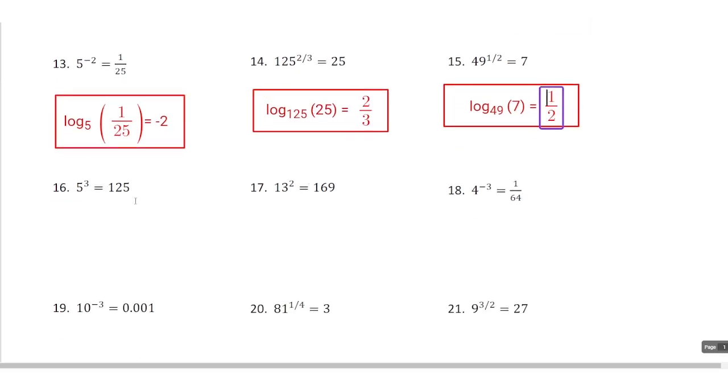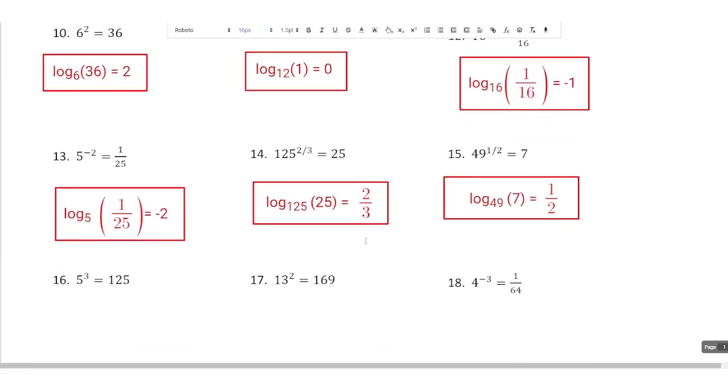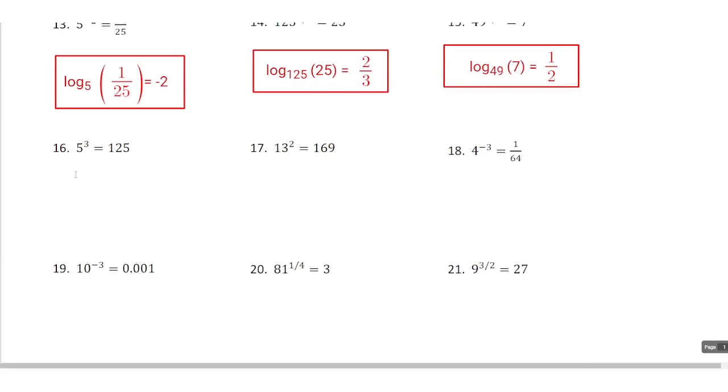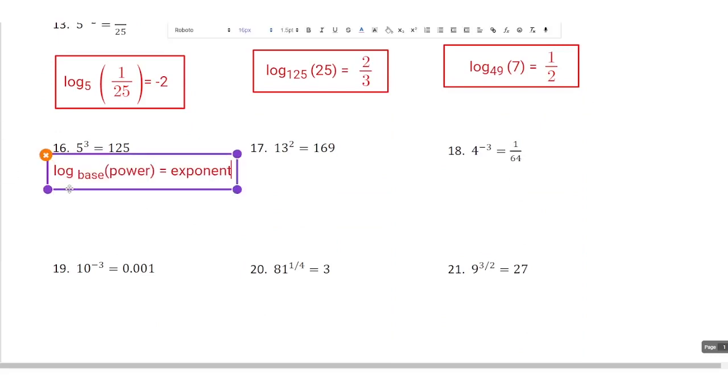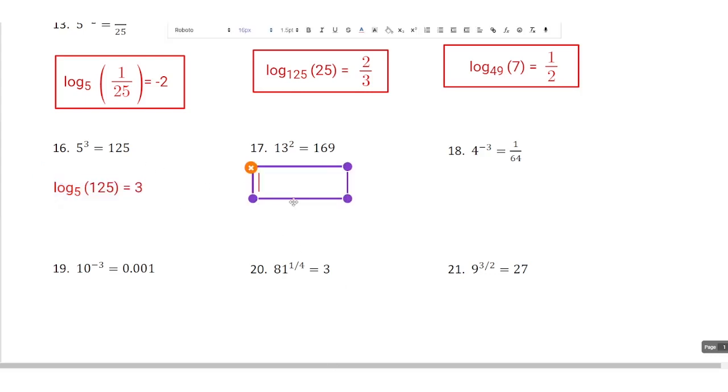Number 16, we've got our power, which is 125. Our exponent's 3, my base is 5. So let's go ahead and fill all that in. Base is 5, power is 125. The exponent is 3. There's not really much more to it than that. That's it. Log base 5 of 125 is 3, and that's because 5 cubed is 125. For number 17, same kind of deal here. The base is 13. The power is 169, and the exponent is 2.